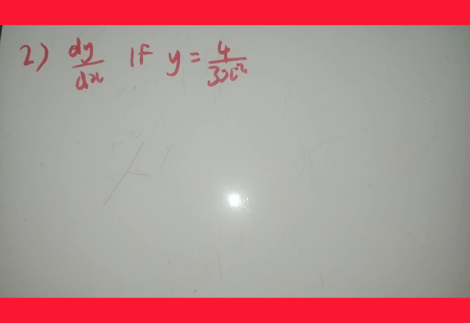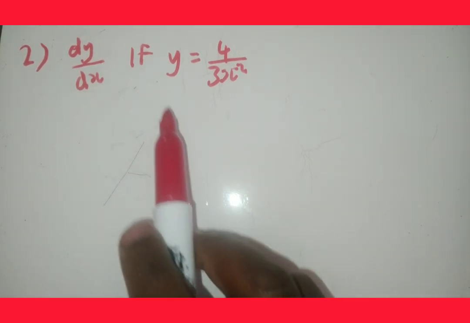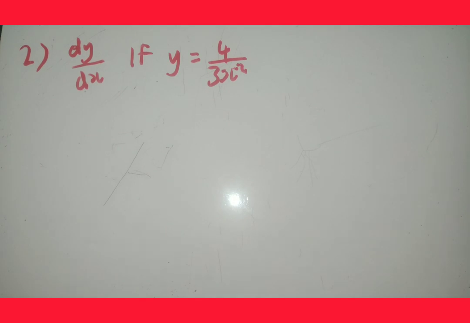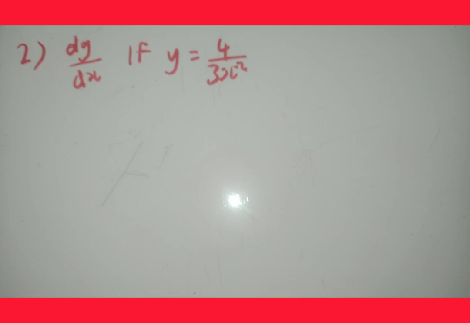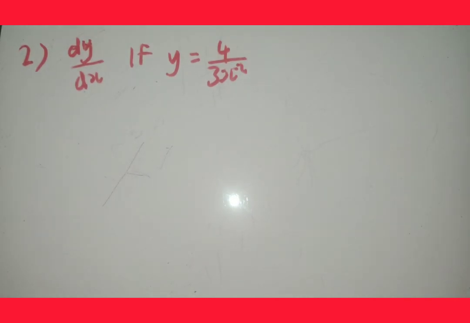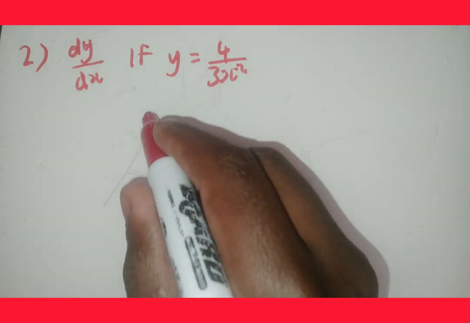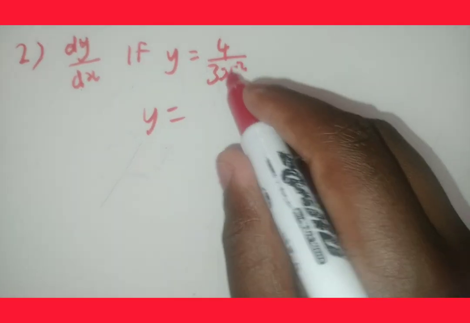Alright, here is an example. Let's just say they say find the derivative of y with respect to x if y is equal to 4 over 3x squared. At this stage, is this in a differentiable form? Nope, it's not in a differentiable form, and these things would always come out in the exam where something's not in a differentiable form, then you have to make it into a differentiable form. So from there, we have to change it into a differentiable form.